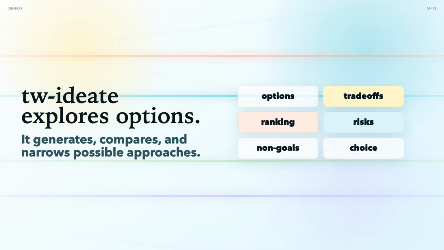tw-ideate is for option generation. It can produce alternative approaches, compare trade-offs, and help choose a direction. The important boundary is that ideas remain candidates until requirements review turns the selected direction into approved authority.